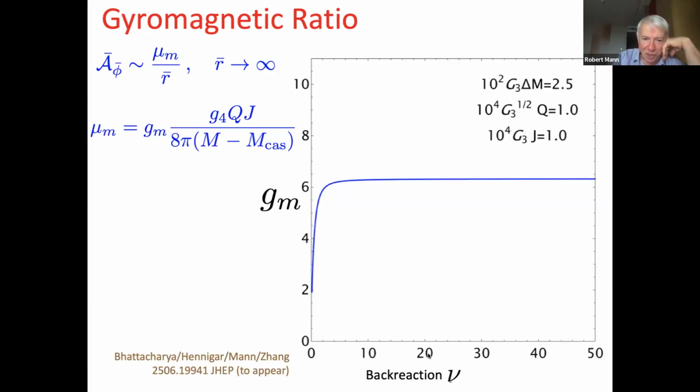But as the back reaction parameter grows, it's a complicated function of the other parameters, and it basically grows and then asymptotes to a particular value for this choice of parameters. This curve will move up and down as you change this, but the qualitative structure is the same. This is a rather interesting phenomenon, where the gyromagnetic ratio of these quantum black holes depends on the CFT back reaction.